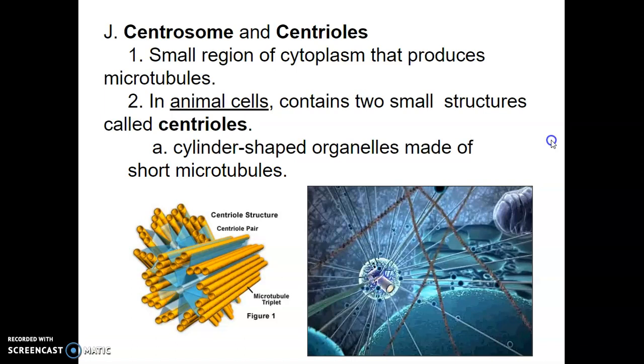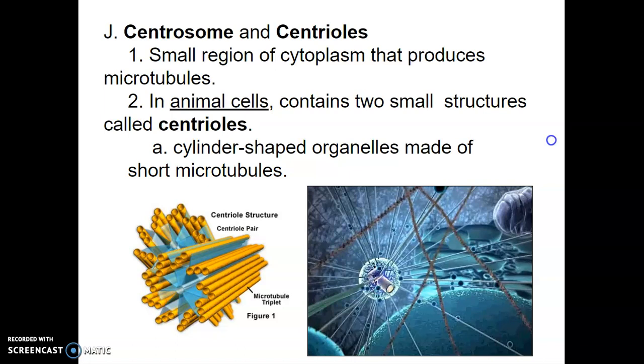Centrosomes and centrioles, these are going to be very important when we talk about mitosis, which is cell division, how cells separate and make more copies of themselves. One cell becomes two, two becomes four. We'll get there, okay? Just kind of keep it in mind now. These centrioles are going to be important.